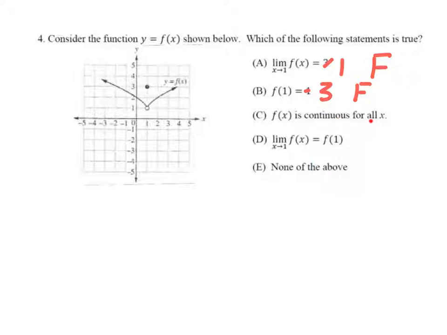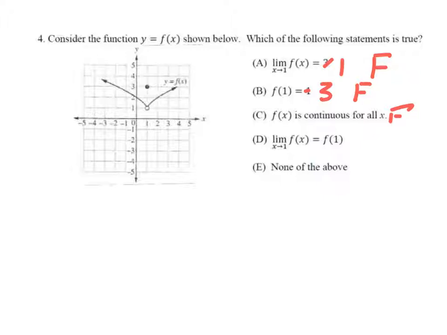C, f is continuous for all values of x. Continuous means, in the simplest terms, I could trace over this entire graph without lifting up my pencil. That's not happening here. When I get here, it goes up to this point, and it comes back down, and I continue again. So that's false.